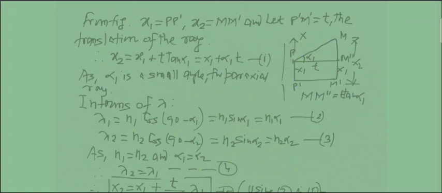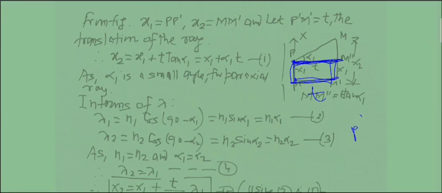So from the figure, x1 is equal to PP dash. So clearly PP dash is equal to your x1, and x2 is equal to your MM dash. M dash, this is equal to x2 as shown in the figure. Okay, let P dash M dash be equal to t. Why have we denoted it by t? For translation. So P dash M dash equal to your t. Now this is a rectangle. By geometry this is a rectangle, so this will also be equal to t.